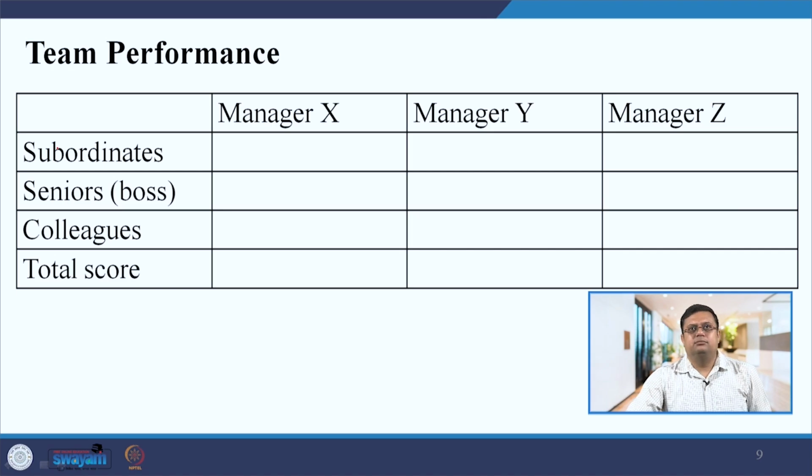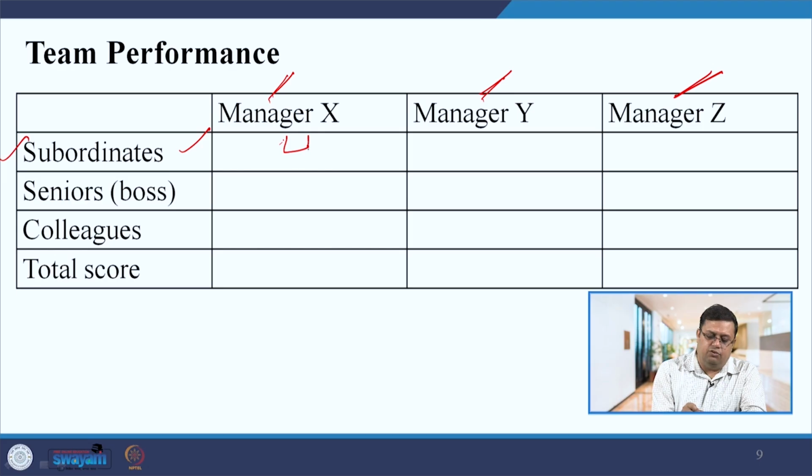Now the next thing comes, if you have to measure the team performance, right. So what you can do here: manager X, manager Y, manager Z, right. Three teams are working in one department, and you want to understand how the team performance is. So you have identified manager X, manager Y and manager Z. Now you can write the average rating of all subordinates. So what is the average rating of all subordinates?